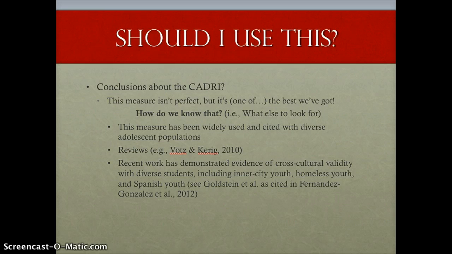Okay. So conclusions about the Cadre, this measure isn't perfect, but it is one of the best that we've got. How do we know that? Well, this measure has been widely used and cited with diverse adolescent populations. Dr. Astroff will go over that, like how to tell who it's been normed with. So you'll want to talk to me about that in the competency assignment. Look for reviews about any given construct. Look for evidence of cross-cultural validity with diverse people, and especially for who you'll be using it with.